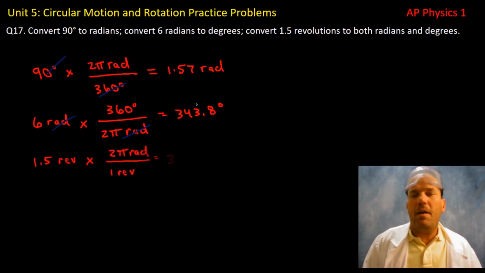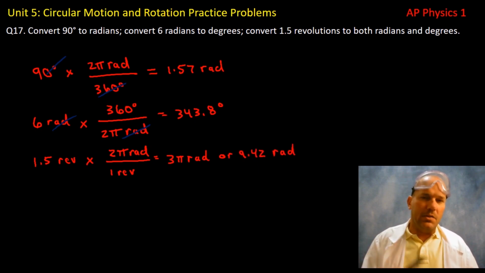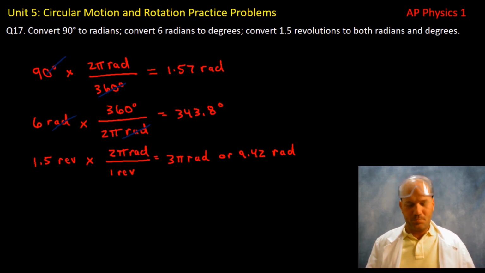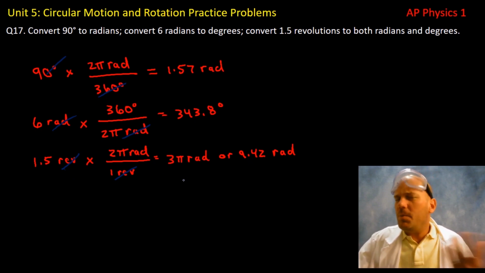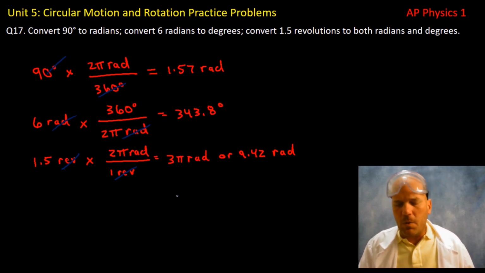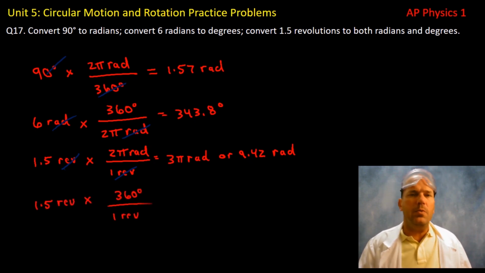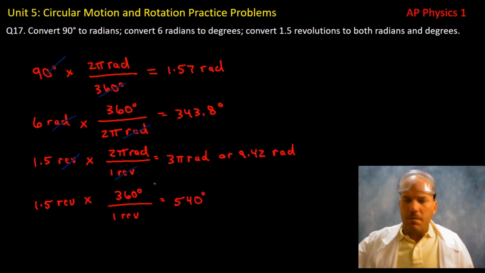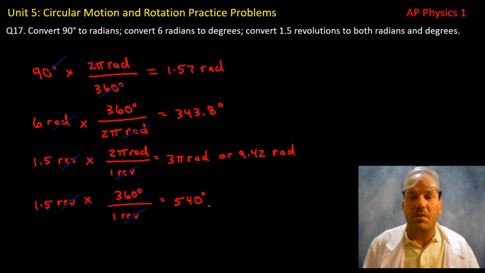And 1.5 revolutions, well, 1 revolution is 2 pi radians, is 2 pi r, is the circumference, is 360 degrees. So here we're converting 1.5 revolutions multiplied by 2 pi radians is 3 pi radians, or 9.42 radians, and converting 1.5 revolutions into degrees, 360 plus 180, we get 540 degrees for 1.5 revolutions.